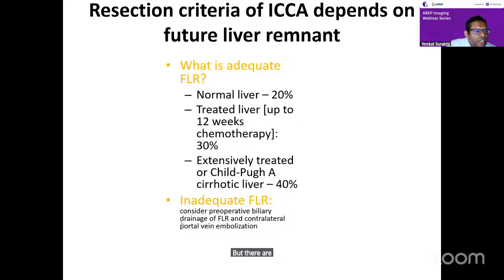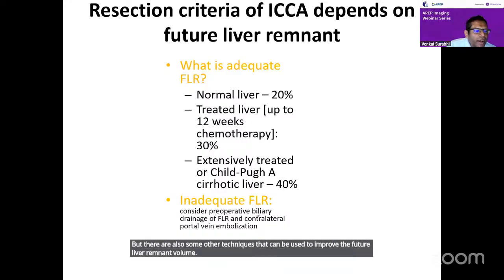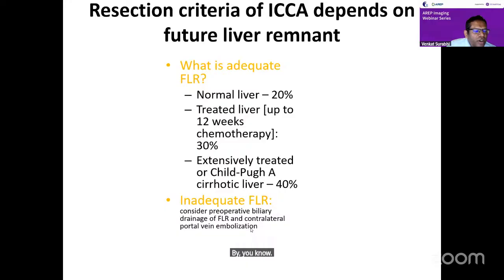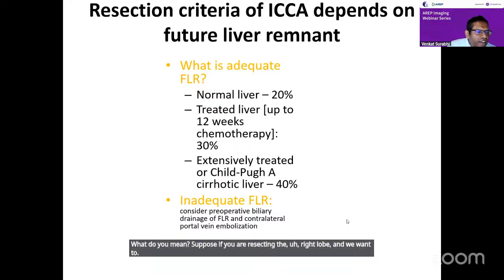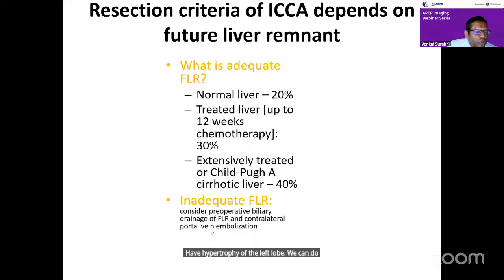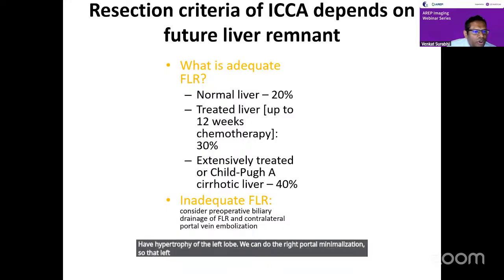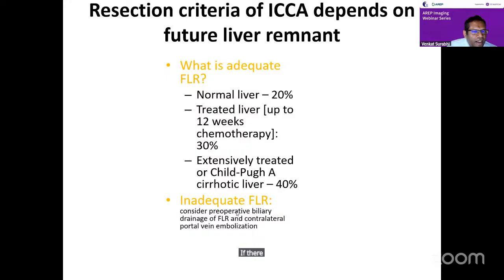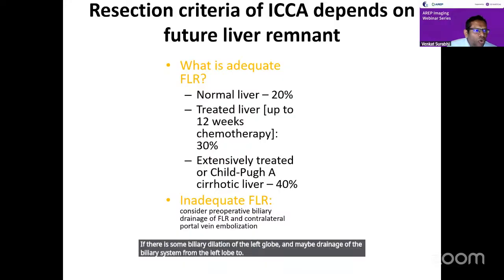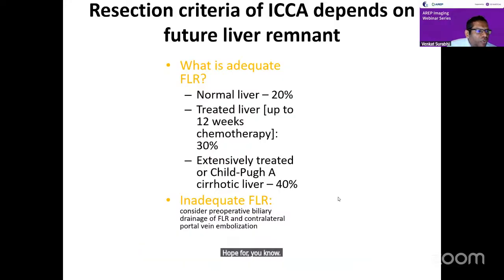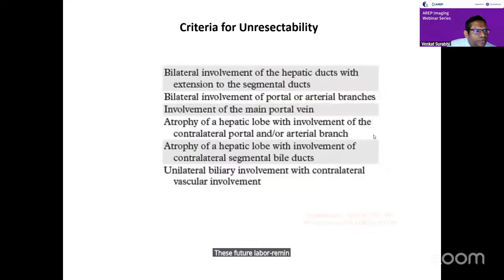But there are also some other techniques that can be used to improve the future liver remnant volume by embolizing the contralateral portal vein. Suppose you are resecting the right lobe and we want hypertrophy of the left lobe, we can do the right portal vein embolization so that the left lobe can hypertrophy. Or if there is some biliary dilation of the left lobe, maybe drainage of the biliary system from the left lobe to hope for hypertrophy of the left lobe to reach these future liver remnant volumes.